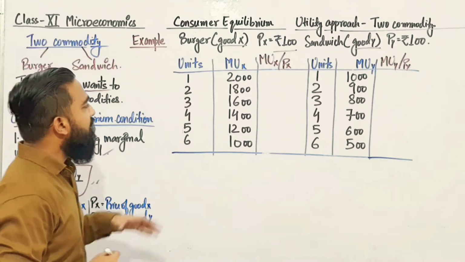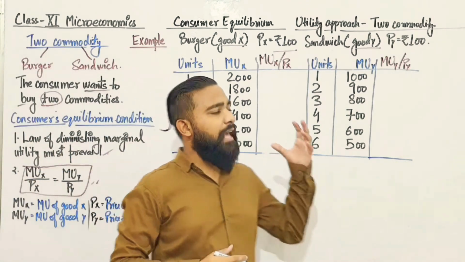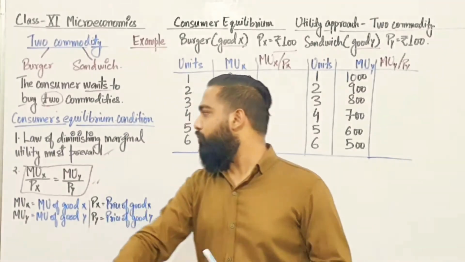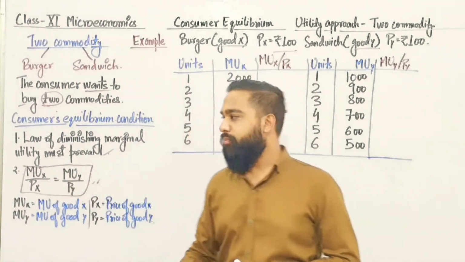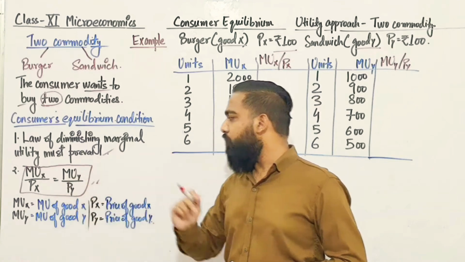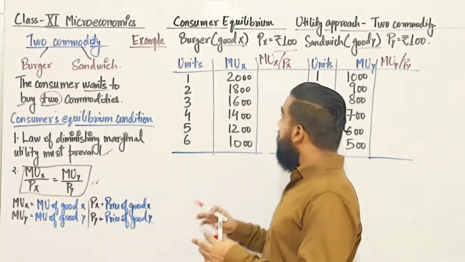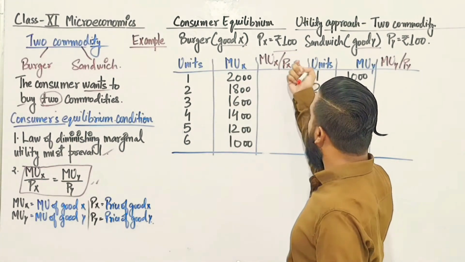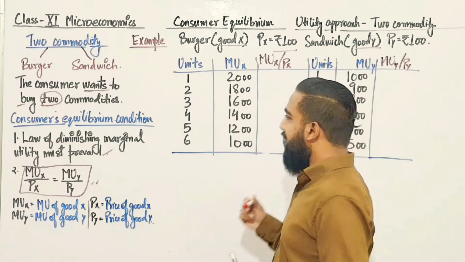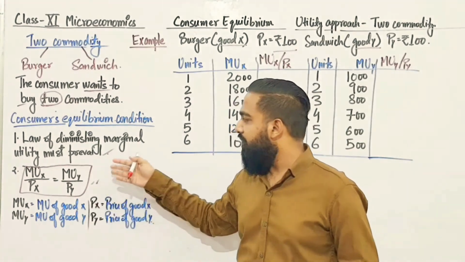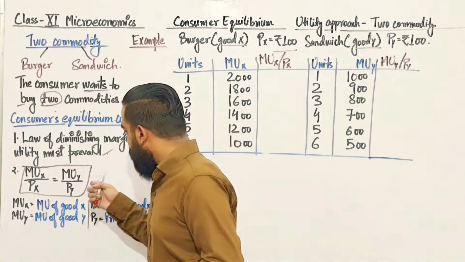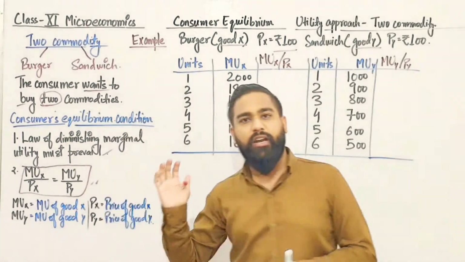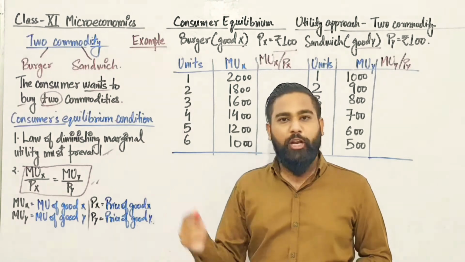Now students, we have to calculate the value of MUX upon PX and MUY upon PY. If we calculate the value of MUX upon PX and MUY upon PY, we can see which unit is equal to each other. Basically, we have to satisfy this condition of consumer equilibrium.